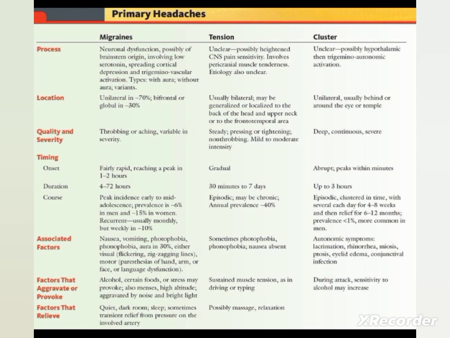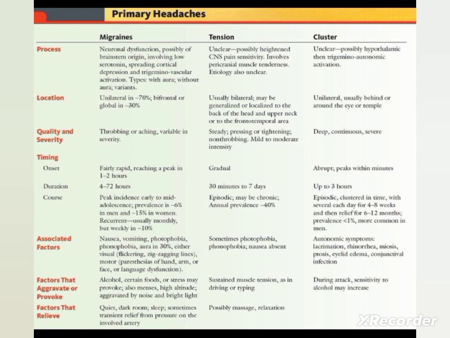Tension headache is usually episodic; sometimes it may be chronic, but usually it is episodic in nature. Cluster headache is also episodic in nature, and it may occur over several days, that is 4 to 8 weeks. Then there will be a period of relief for 6 to 12 months, that means a period of remission. Then associated factors with migraine headache: nausea, vomiting, photophobia, aura will be present, and visual problems and motor problems may occur.